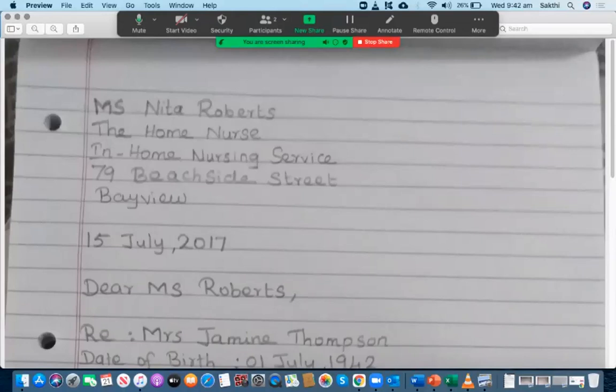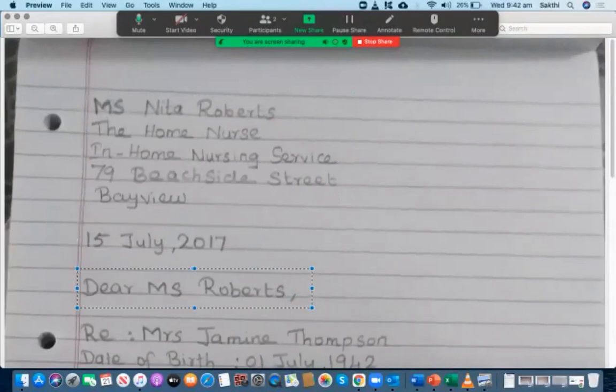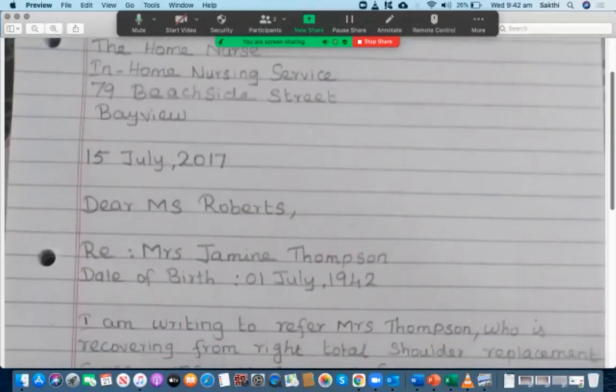So you have written down Miss Neetha Roberts, the home nurse in home nursing service, 79 Beachside Street, Bayview. So the addresses, contact details are good enough. I'm happy with that. And you have given a blank line after that, that's good. And then you have written the date in the respective format, so that's good as well. And then "Dear Miss Roberts", so that's good. So until now, there is no issue. So you have done a good job.